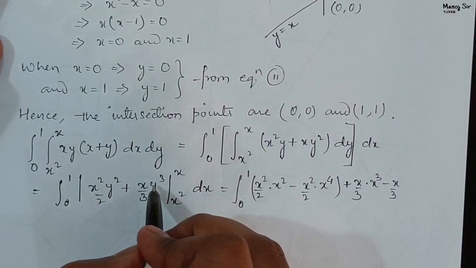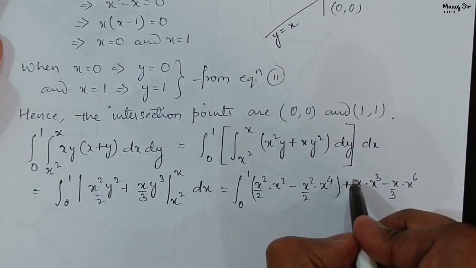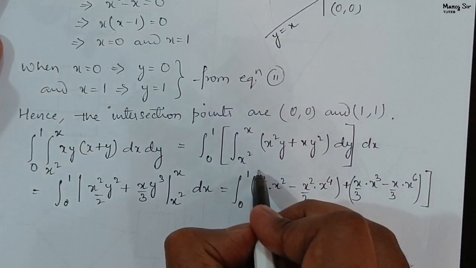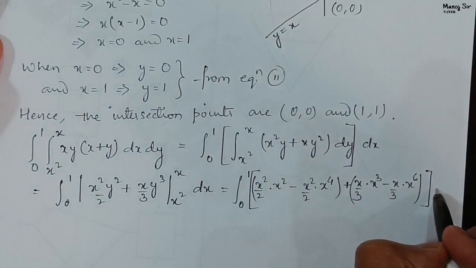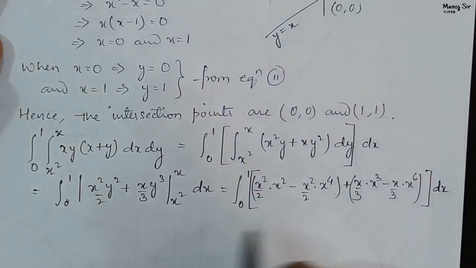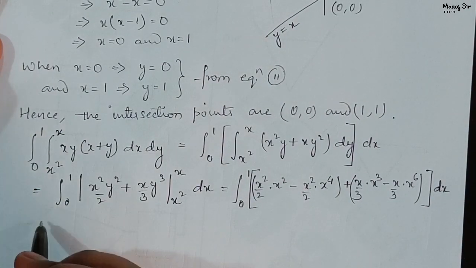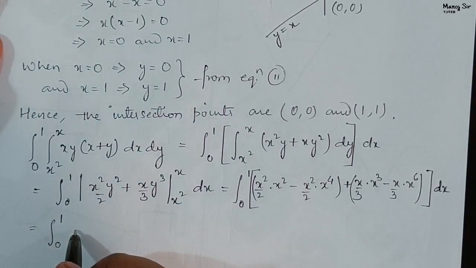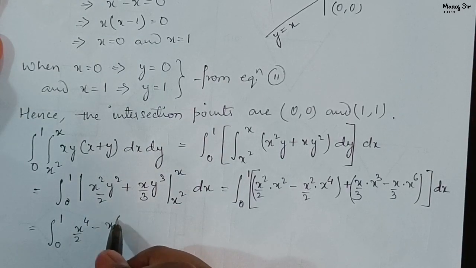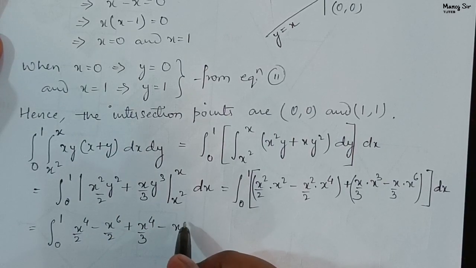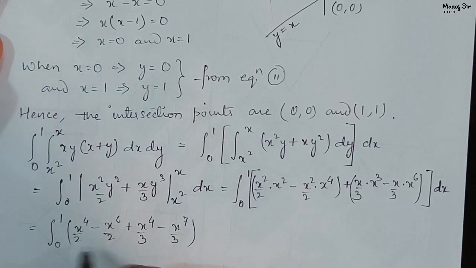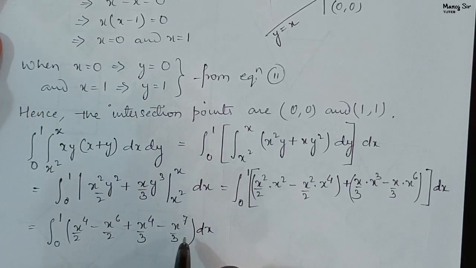In place of y we need to put x square, so this is going to be x to power 6. Again closing this bracket. This bracket is for this, and this bracket is for this, and at the last we need to write dx. Don't forget to write this dx. Now this is going to be limit 0 to 1, x to the power 4 upon 2 minus x to the power 6 upon 2 plus x to the power 4 upon 3 minus x to the power 7 upon 3 dx.